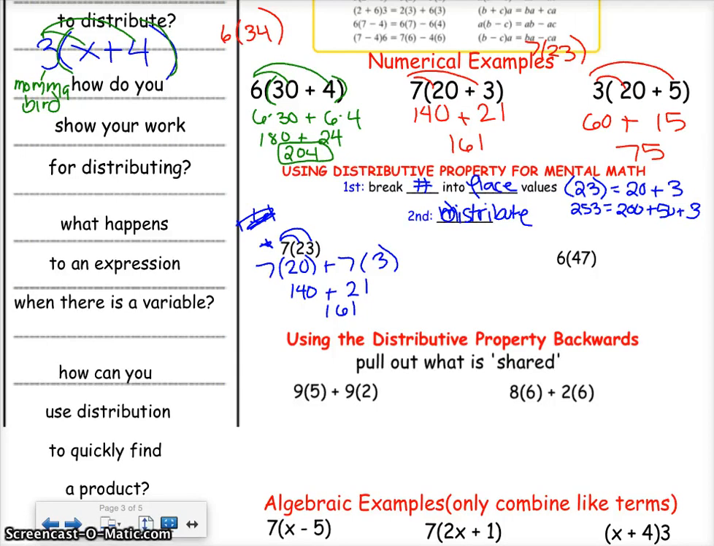Okay, the next one. 6 times 47. I have no idea what 6 times 47 is, but I can do it using the distributive property, breaking it up into its place values. 6, what is this 4? 40. So I would go 6 times 40, 240, plus 6 times 7, 42. 240 plus 42, 282. So you can use the distributive property to multiply quickly a 2-digit number by a 1-digit number. Okay? And again, I use this all the time.